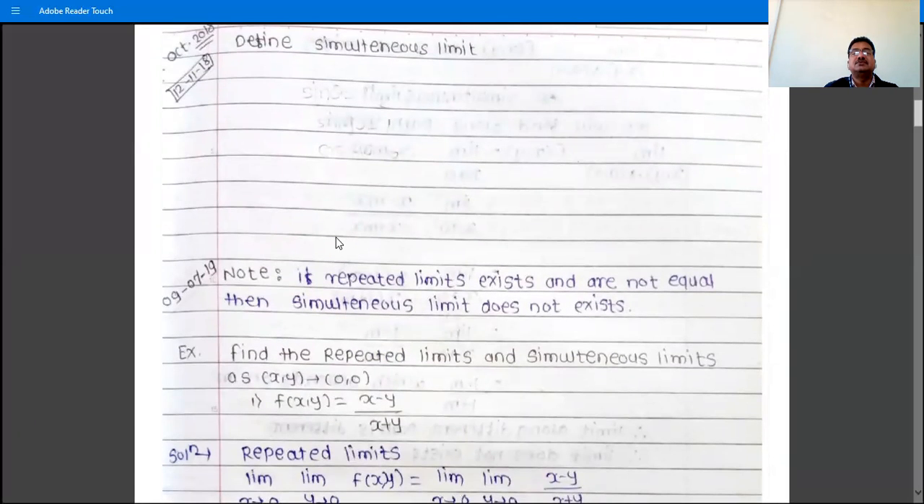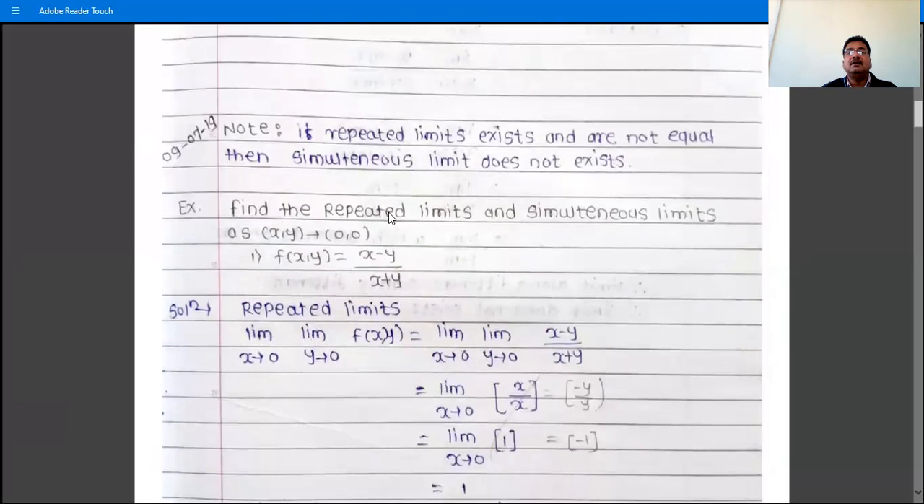Limit (x,y) tends to (a,b) of f(x,y). So the next point is: if the repeated limits exist and are not equal, then the simultaneous limit does not exist. This is the only relation between repeated limits and simultaneous limits. Otherwise, there is no relation between them. So the example is: find the repeated limits and the simultaneous limit of this function.